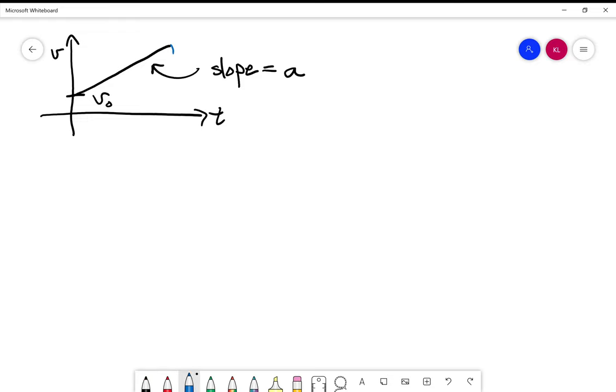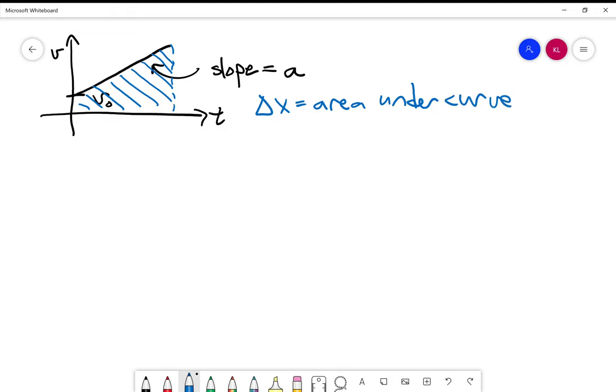In other words, we have the idea that the change in the position during this motion, the change in the position is the area under the curve. Why? Because delta x is equal to V delta t for small steps, delta t. And so if V is changing, we need to add up all of the area over that time. Okay, so here's what we did.